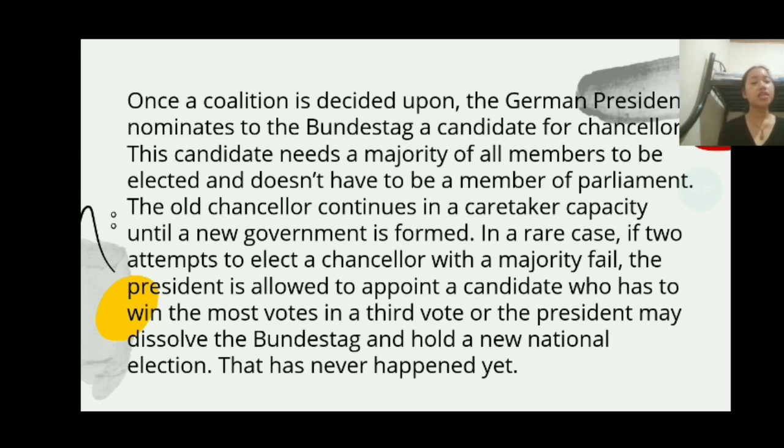In a rare case, if two attempts to elect a chancellor with a majority fail, the president is allowed to appoint a candidate who has to win the most votes in a third vote, or the president may dissolve the Bundestag and hold a national election. That has never happened yet.